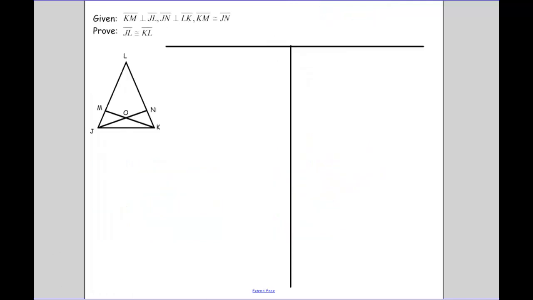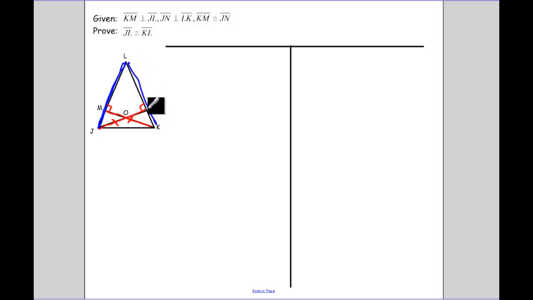Okay. Now this next one. I know KM is perpendicular to JL. JN is perpendicular to LK. And that KM is equal to JN. What am I trying to prove? I'm trying to prove JL, big side there, is equal to LK.